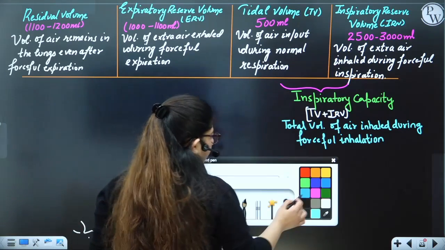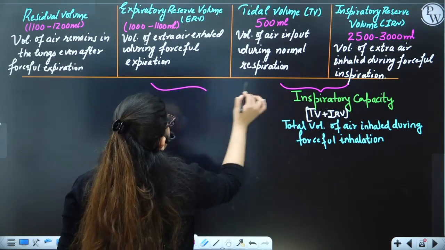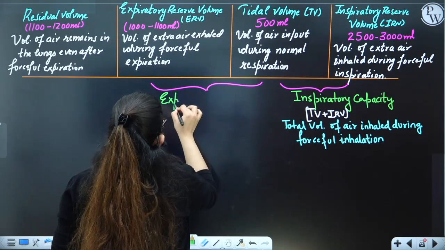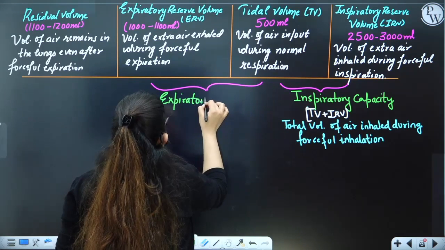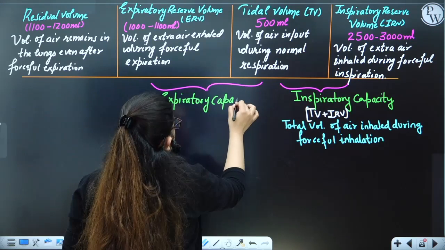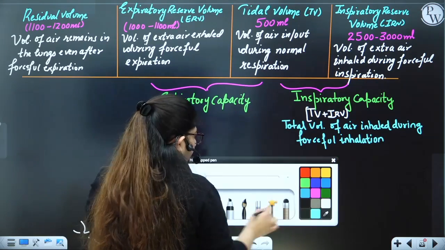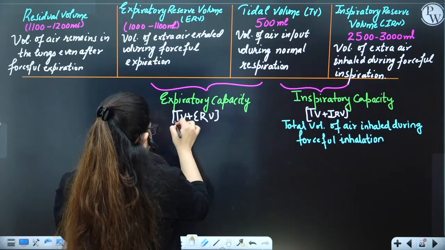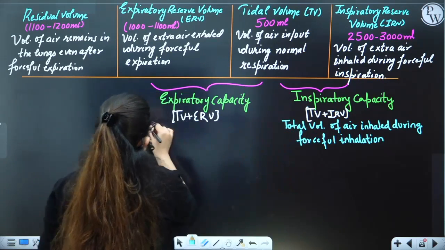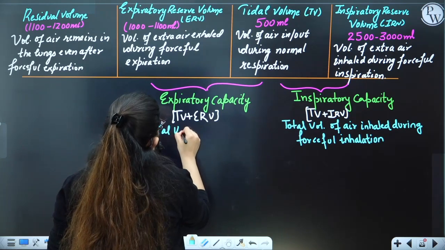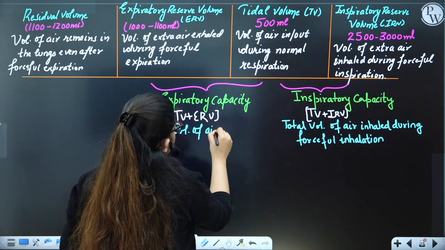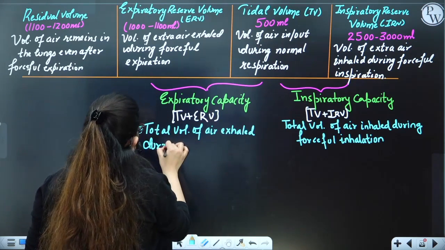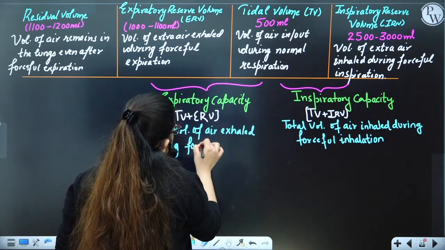Now, what is expiratory capacity? Expiratory capacity is formed of tidal volume plus ERV. Again, as I've told you, this is a capacity, so it will also start from total volume. So, it's the total volume of air exhaled during forceful exhalation.